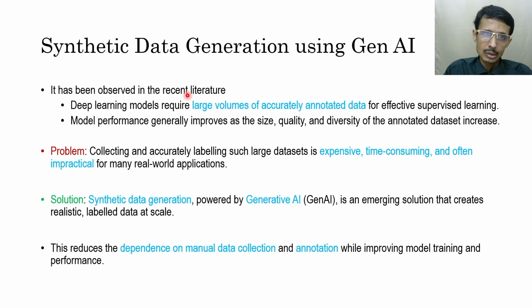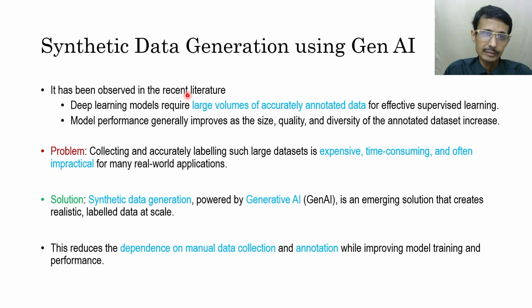Now, what are the problems with these kinds of deep models? In general, these deep models are supervised in nature. So these models require large volumes of accurately annotated data for this kind of supervised learning. So what is the major issue here?